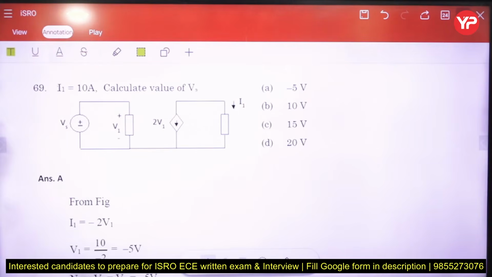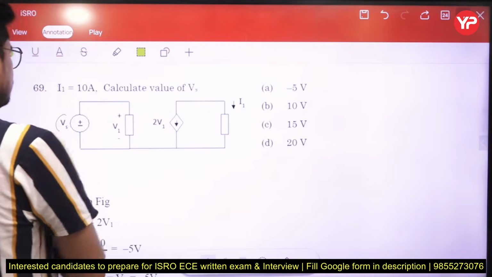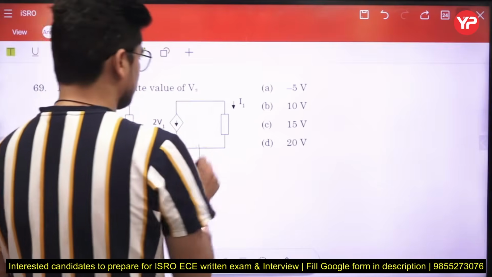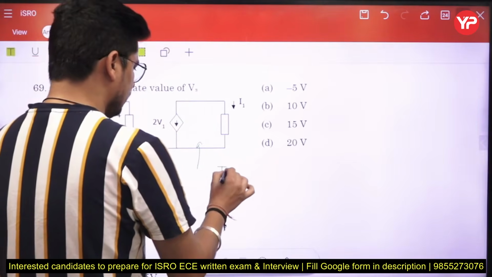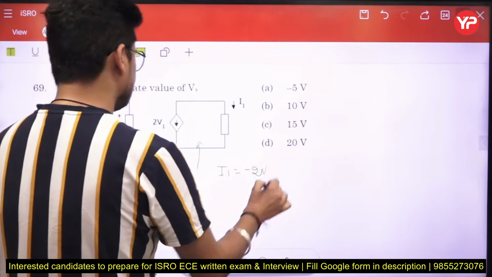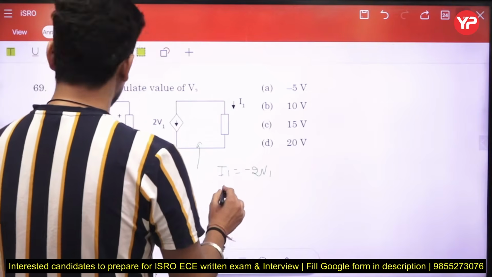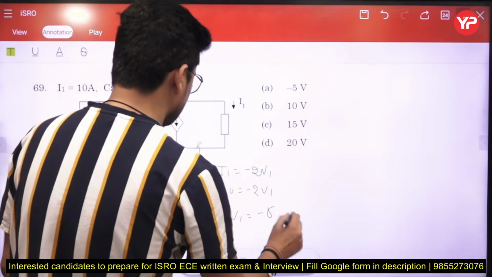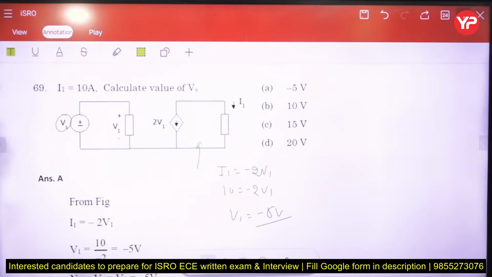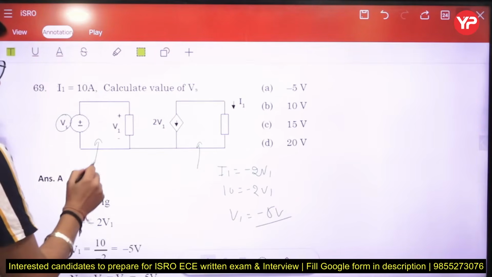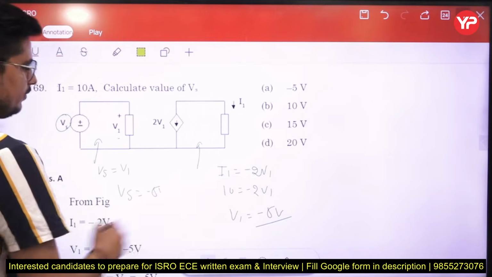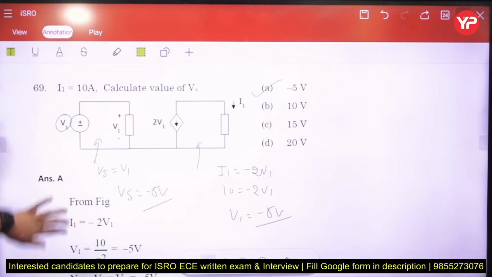I1 is equal to 10 ampere. Calculate the value of Vs. We have to calculate this Vs value, and I1 is given to you. From this output side, what we are seeing is that I1 is equal to minus 2 V1. So I1 is given, that is 10 is equal to minus 2 V1, so V1 is going to be minus 5 volt. So we got the value of V1. Now from the input side, we see that Vs is equal to V1, so the Vs value is going to be minus 5 volt. So answer will be A here.